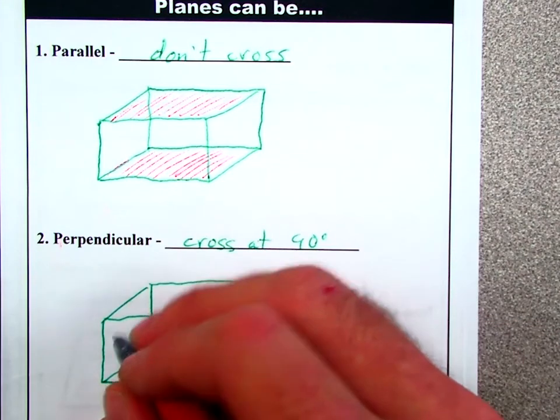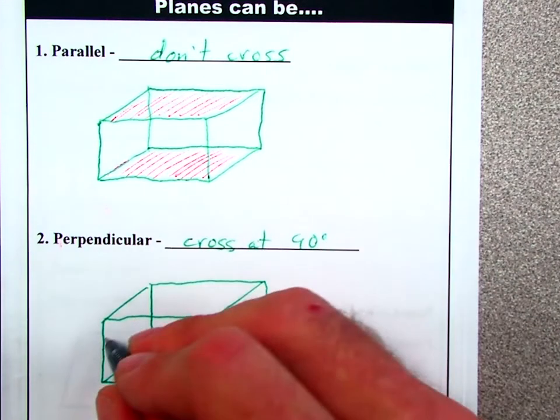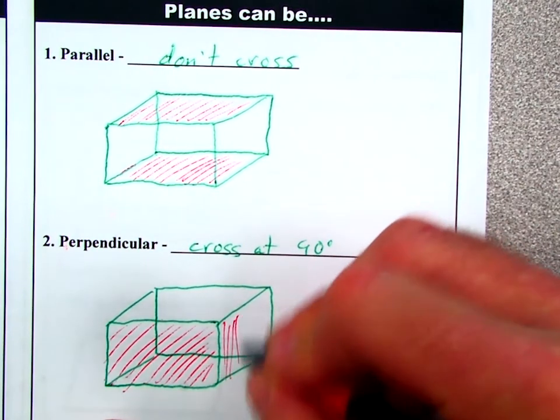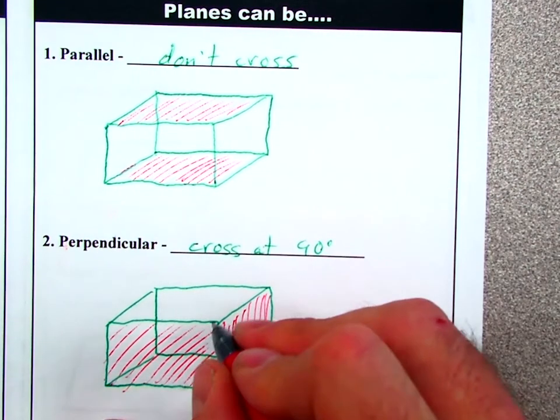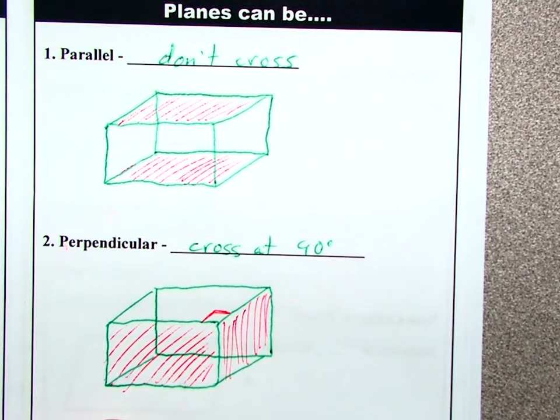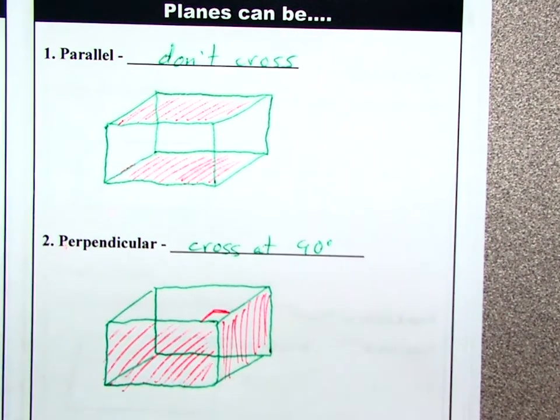You know, this front face and this side form 90 degrees, right? They're intersecting each other at a 90-degree angle. So those are perpendicular planes.